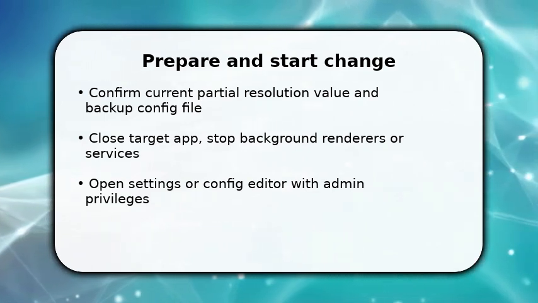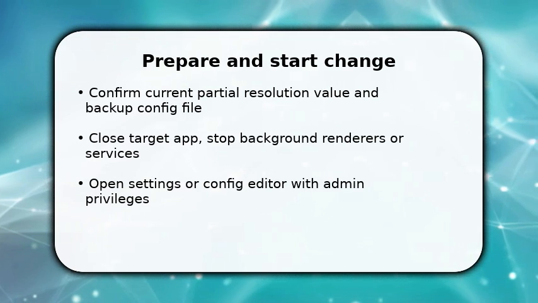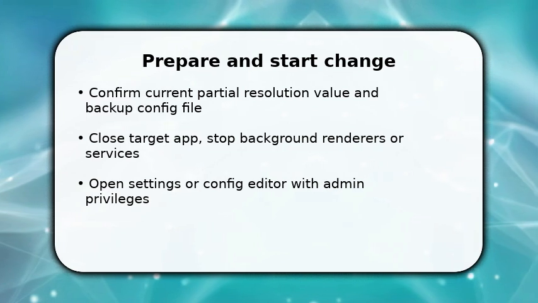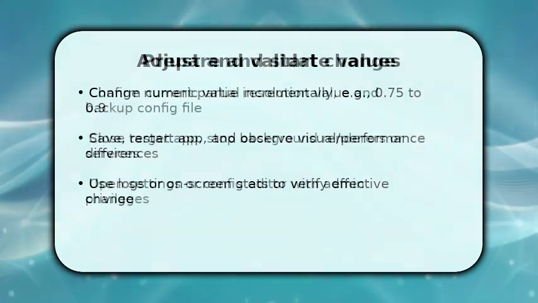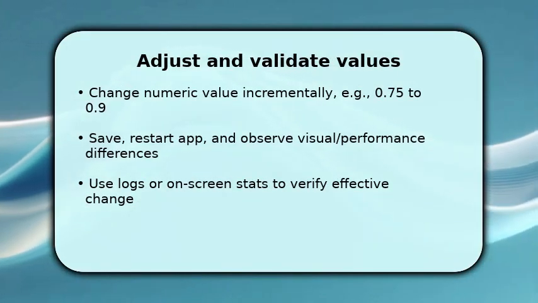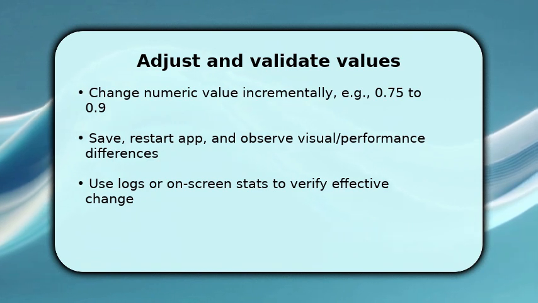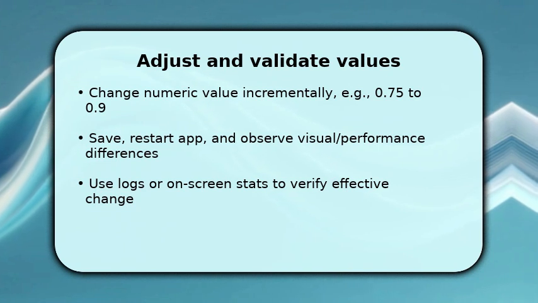You need write permissions. Once you have the editor open, locate the partial res parameter, often labeled partial resolution, render scale, or similar, so you can make the first precise change immediately. Now change the numeric value in small steps. For example, move from 0.75 to 0.9 rather than large jumps because you want a balance between quality and performance.